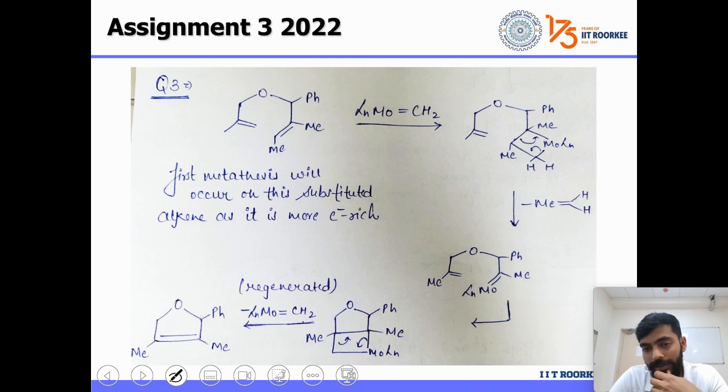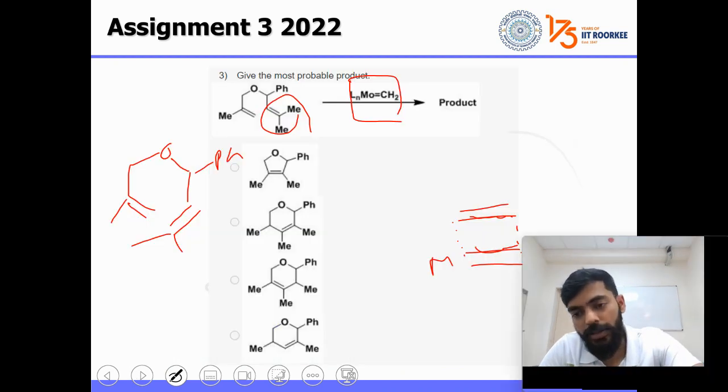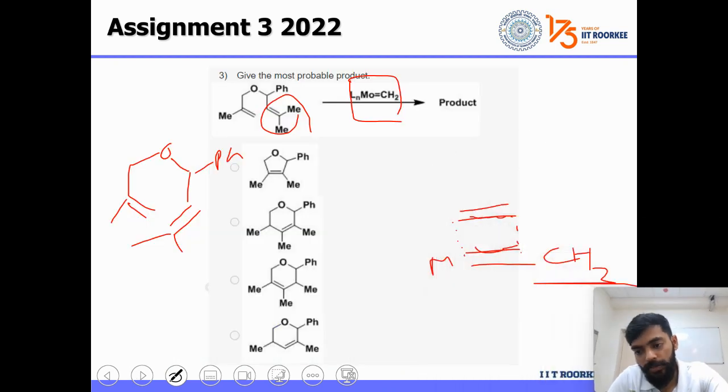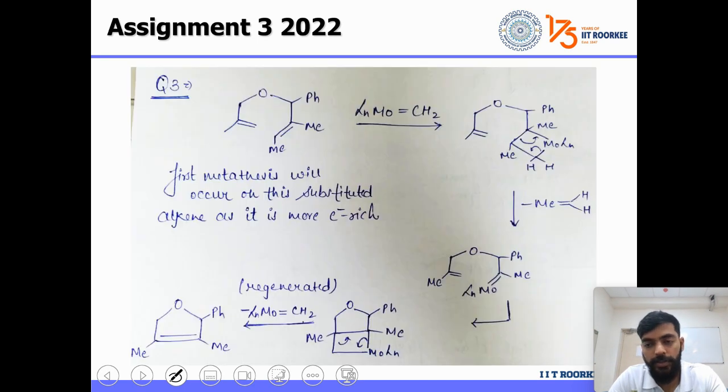Metathesis. This is what I was telling you. This phenomenon is called metathesis, which I have taught in the previous session, and these sessions are available on my YouTube channel in the NPTEL sessions, so you can get those from there. There are a few problems which I have solved on these metathesis reactions. So this is how it is happening.